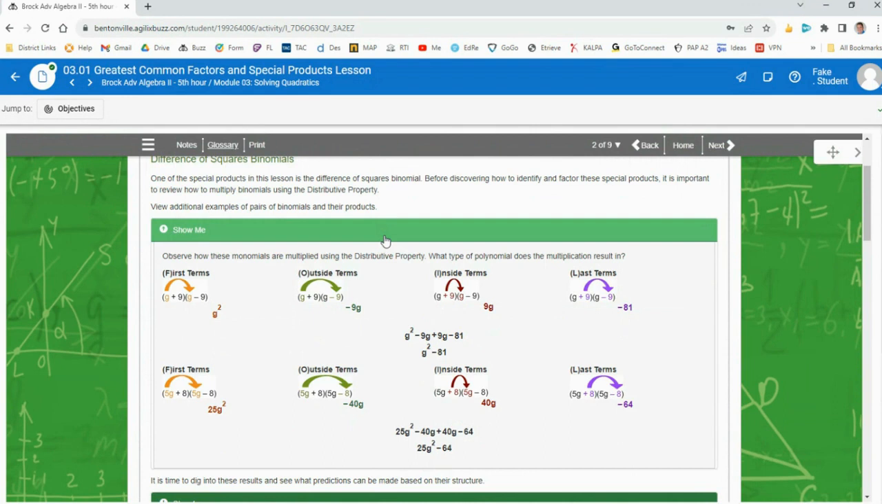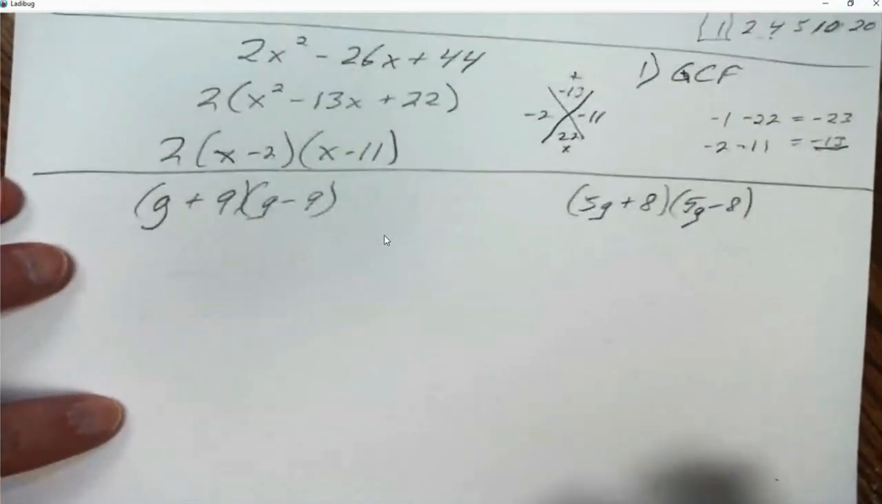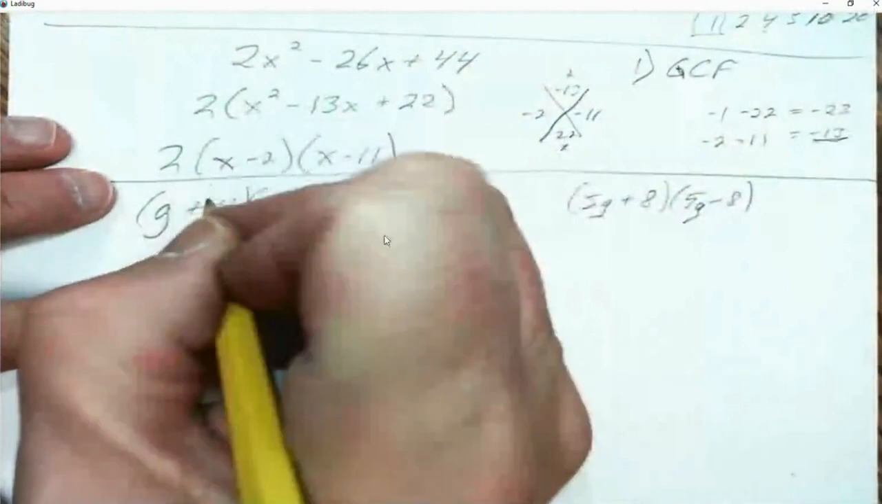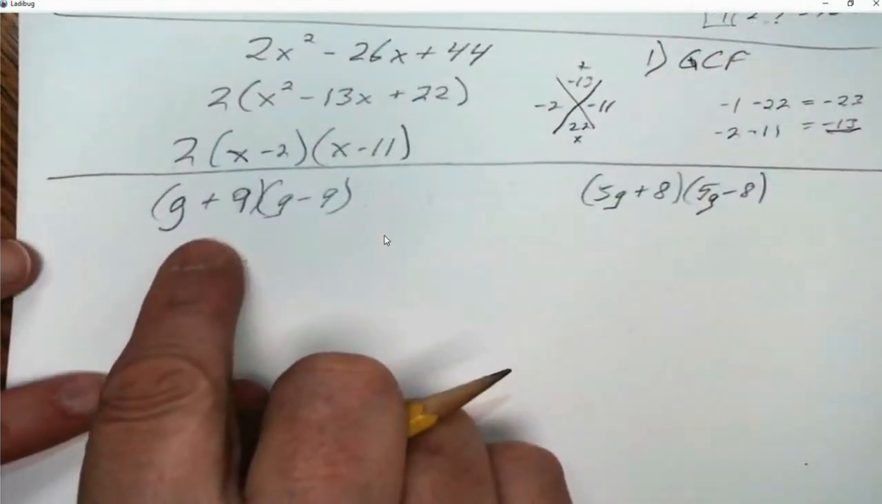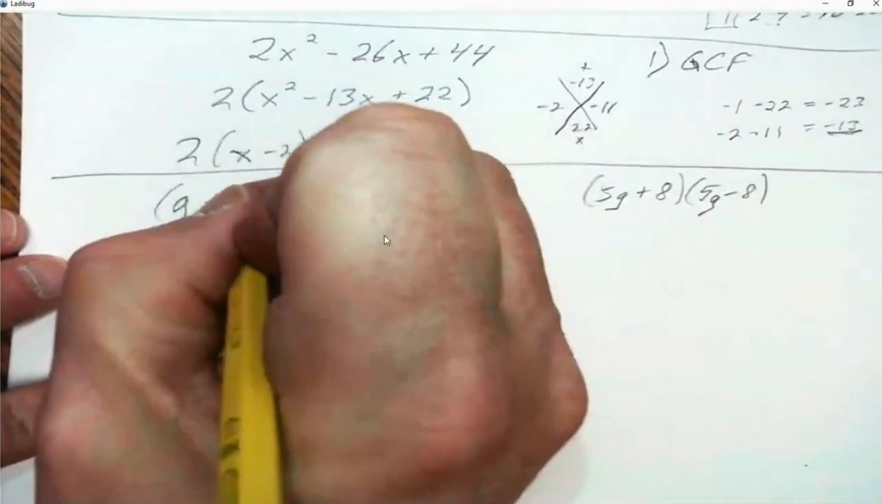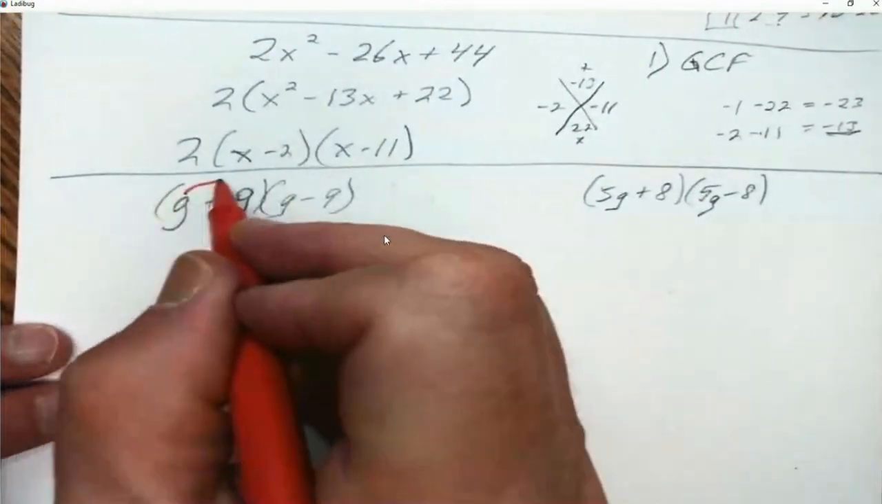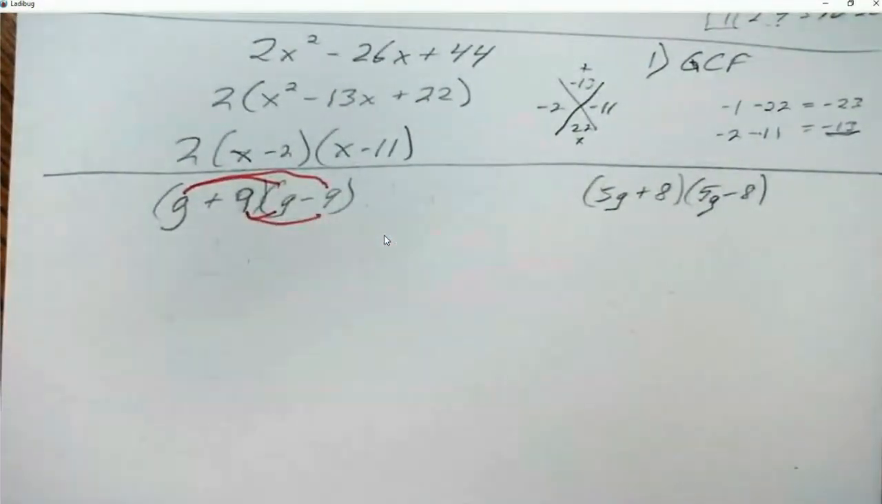So what are they trying to show us? They're trying to show us a shortcut. I'll give you a spoiler alert. But we got to figure out what in the world they're showing us. All right, so if we multiply G plus 9 and G minus 9, we have to distribute. We take the G times both terms. Then we take the 9 times both terms.